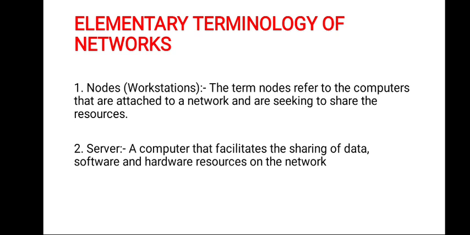In the next slide, we will learn about some elementary terminology of a network. What are the different terms used in the network? The first term is a node. What is a node? We can also call a node a workstation. The term node refers to the computers that are attached to a network and are seeking to share the resources. The different computers which you saw in the diagram, those computers themselves are called nodes. Any computer connected in a computer network is called a node. We can also call them a workstation.